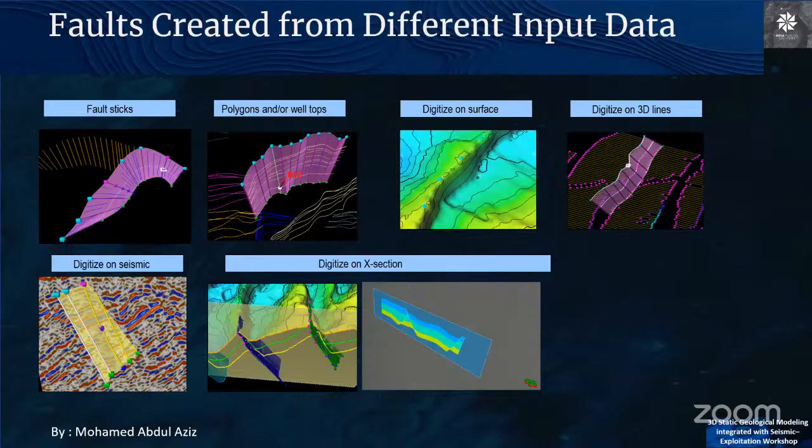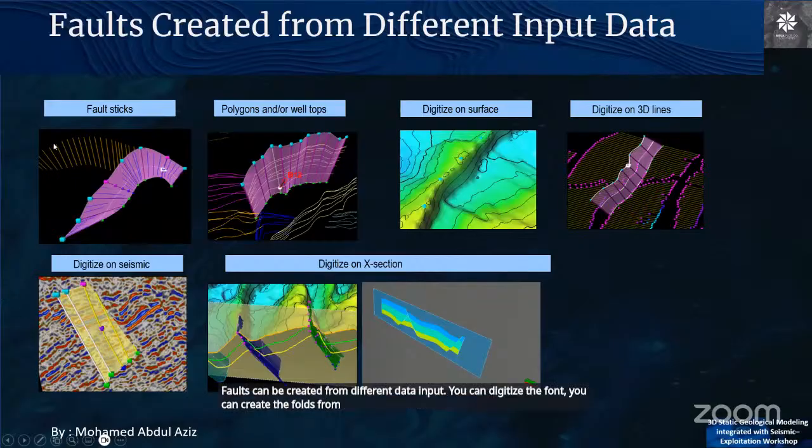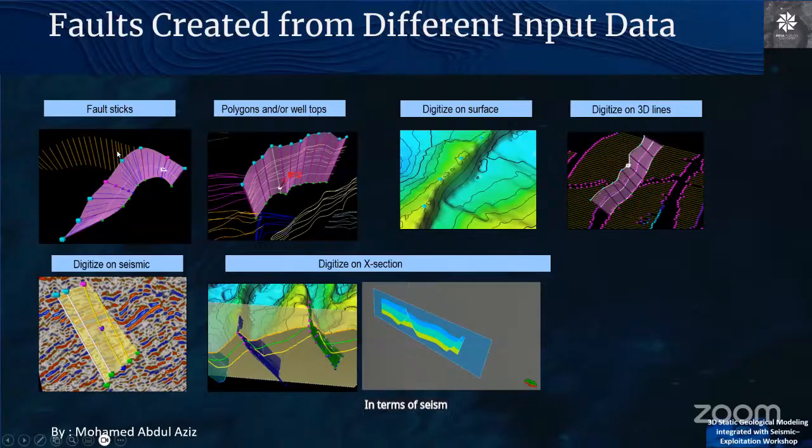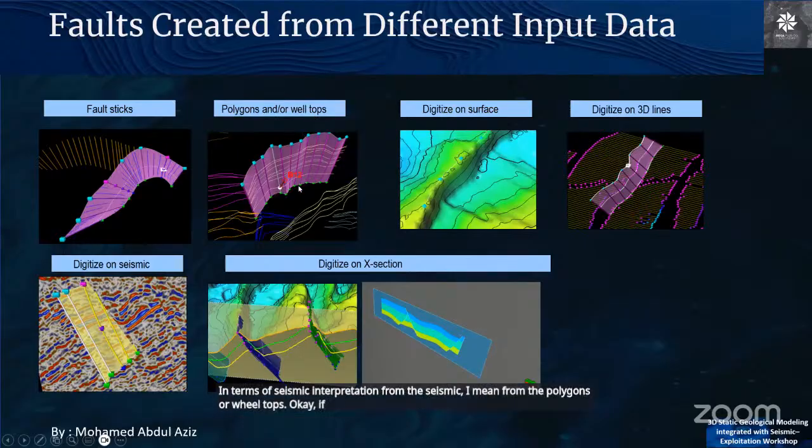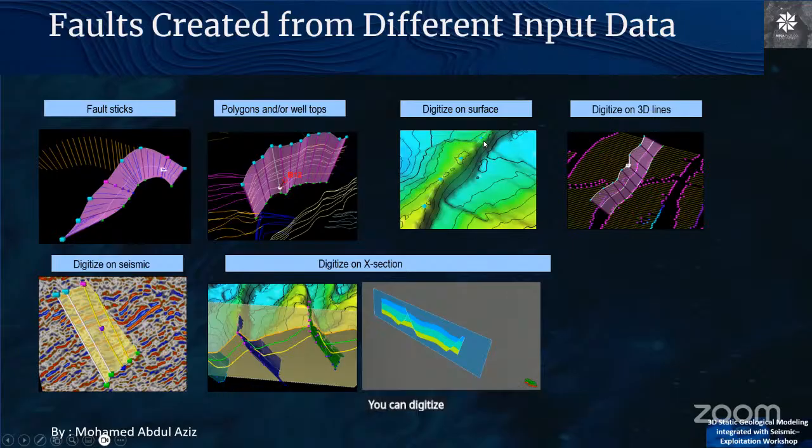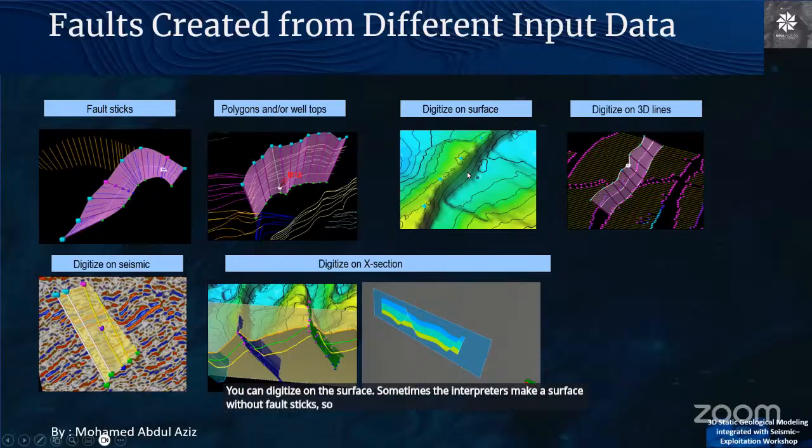Faults can be created from different data inputs. You can digitize the fault. You can create the faults from fault sticks that already come from the seismic interpretation, from the polygons or well tops. Okay, if you have fault cuts, it will help you to tie. You can digitize on the surface. Sometimes the interpreters make a surface without fault sticks, so the geomodeler should digitize on the surface.